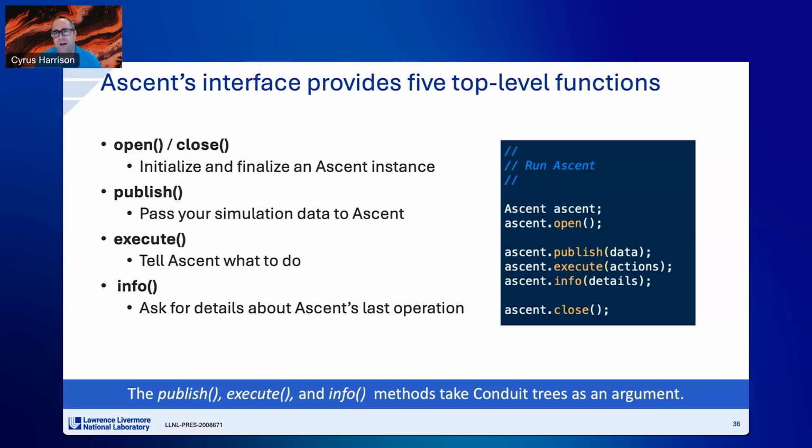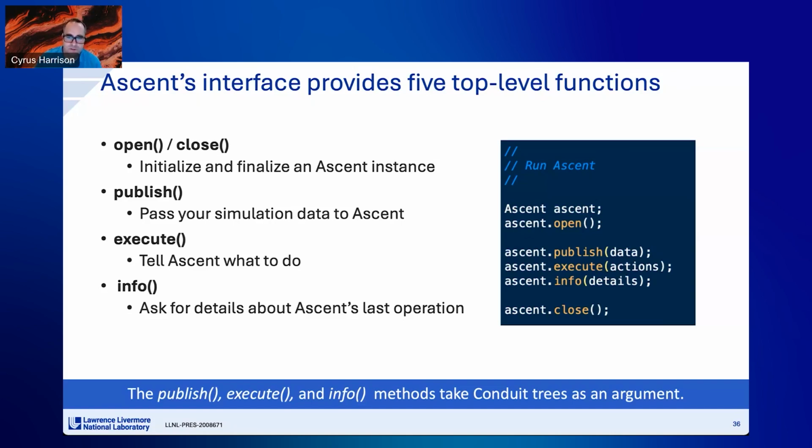There are only really five top-level functions in Ascent. Open and close are the least surprising. They set the stage and tear down the stage for using Ascent, right? So initialize and finalize. Publish is what you use to pass data into Ascent, so you hand it a Conduit tree that has a description of your meshes. Execute is where you ask Ascent what to do. And then info will give you a summary of what happened.